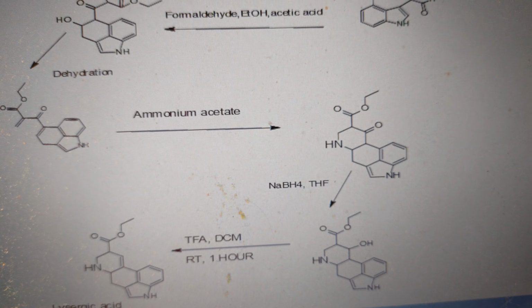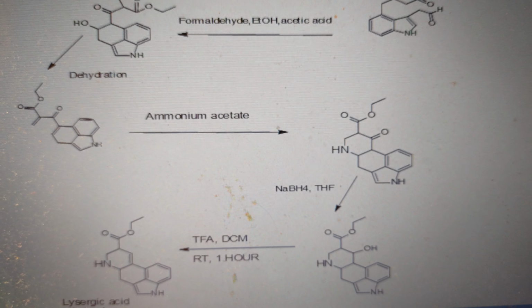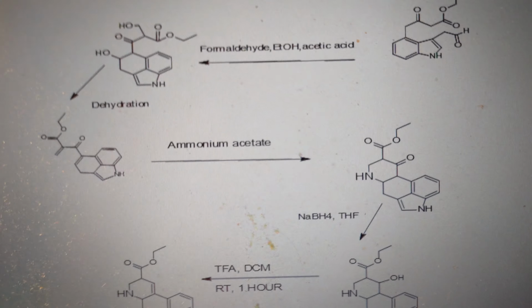So it's a combination of Michael and Mannich reaction all in one step, with no base, in ethanol and acetic acid. Now, having made this, we have the ring system of LSD in 5 steps. Remember, it's actually 4 steps. Now the only thing we require is this ketoester.